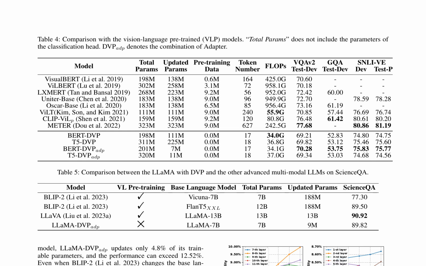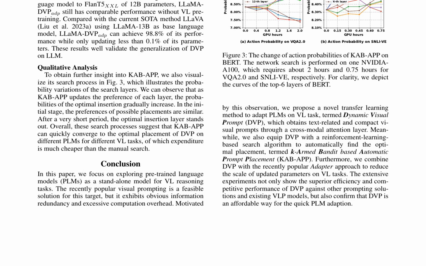and reduced computational overhead. Table 5 highlights the comparison between Llama with DVP and other advanced multimodal language models on Science QA. The results demonstrate that LLAMA DVP ADAP, which updates only 4.8% of its trainable parameters, achieves performance comparable to BLIP2 with FLANT 5XXL, and even approaches the state-of-the-art method LLAVA using Llama 13b as the base language model.